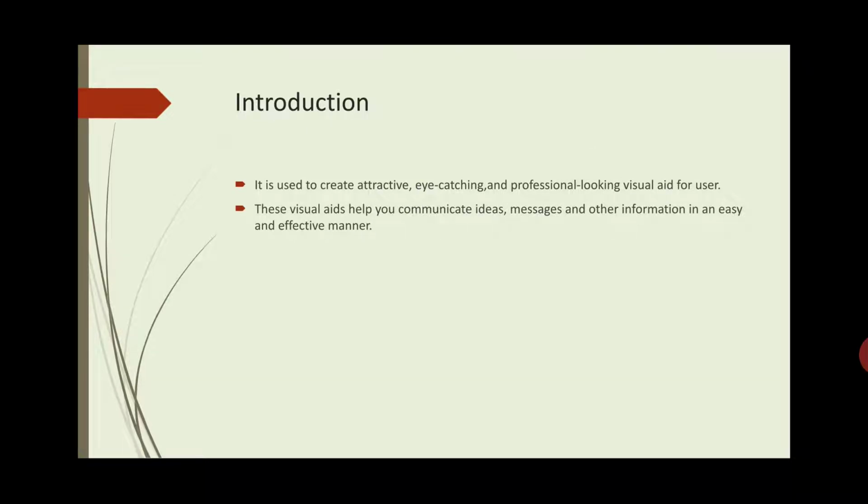So coming to the introduction part, what is this OpenOffice presentation used for? It is used to create attractive, eye-catching and professional looking visual aids for the user. Next, these visual aids help you communicate ideas, messages and other information in an easy and effective manner. So, in order to create a document that will be eye-catching, that would have a personal look and which will be attractive, you can do it by using OpenOffice Impress.